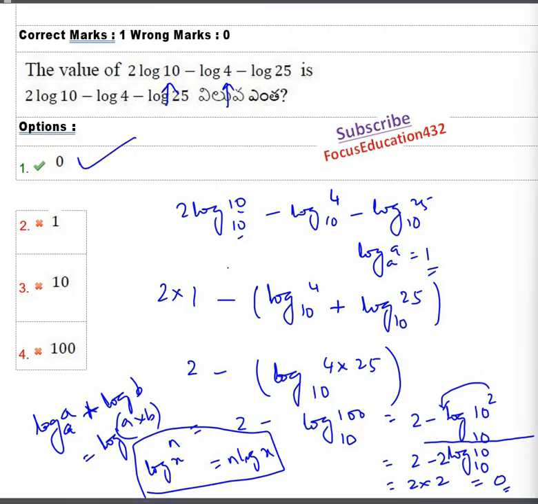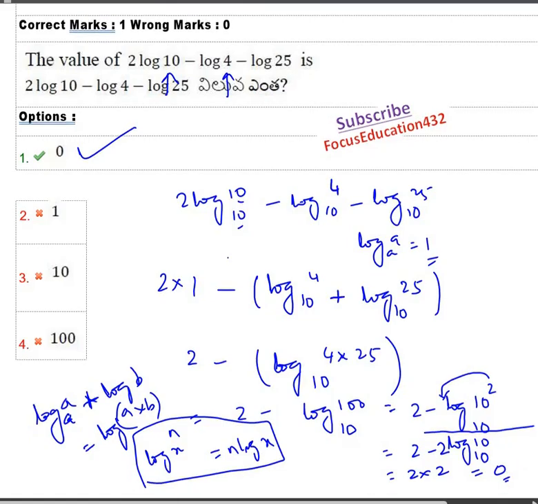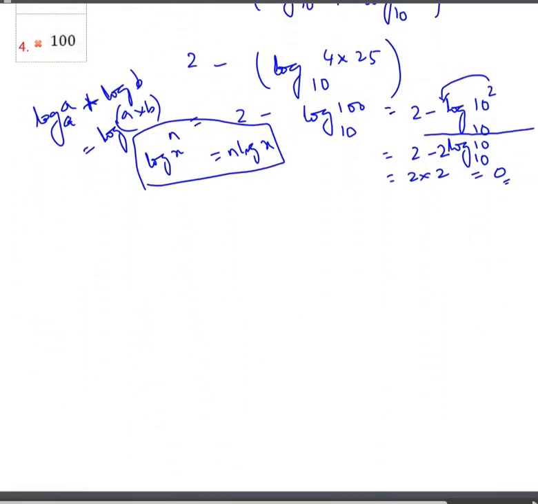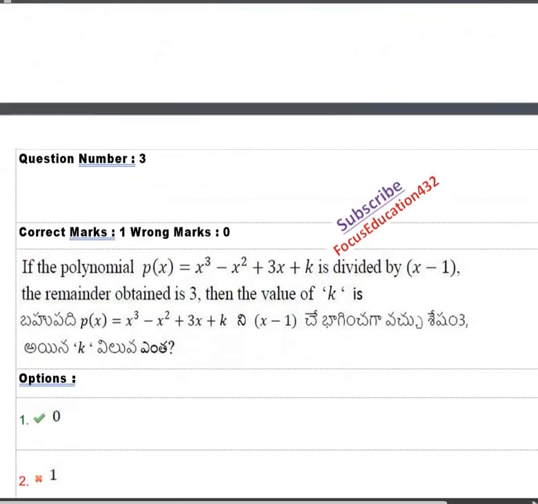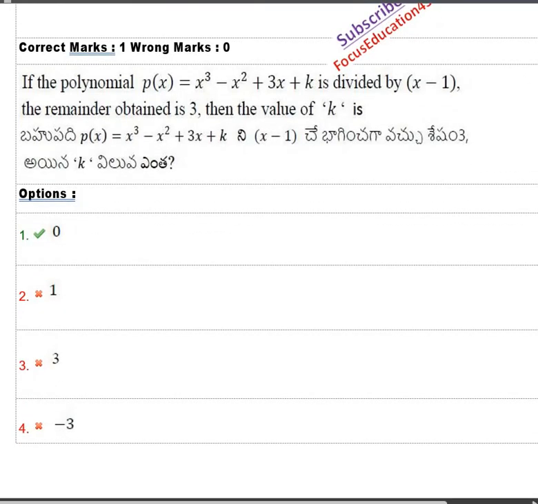Now we move to the next question. Question number 3. You have to remember the identities or formulas. Logarithm formulas you must remember. Question number 3. If the polynomial p of x is equal to x cube minus something, this is the polynomial given to us, is divided by x minus 1 and the remainder obtained is 3, what is the value of k?